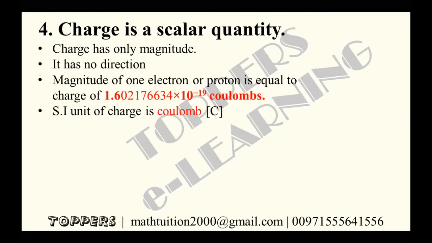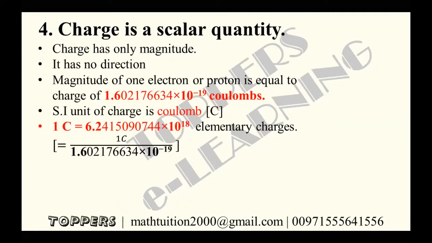What is the SI unit of charge? It is coulomb, denoted by capital C. So one coulomb is equal to 6.241509074 × 10¹⁸ elementary charges. It means if you take one coulomb of charge and divide it by the charge of one electron, that is 1.6 × 10⁻¹⁹, you will get the value 6.24 × 10¹⁸. So one coulomb is equivalent to the charge on 6.25 × 10¹⁸ electrons, or protons.